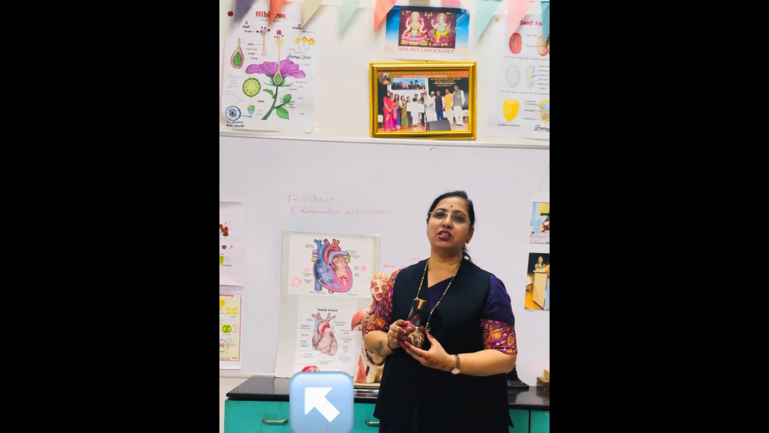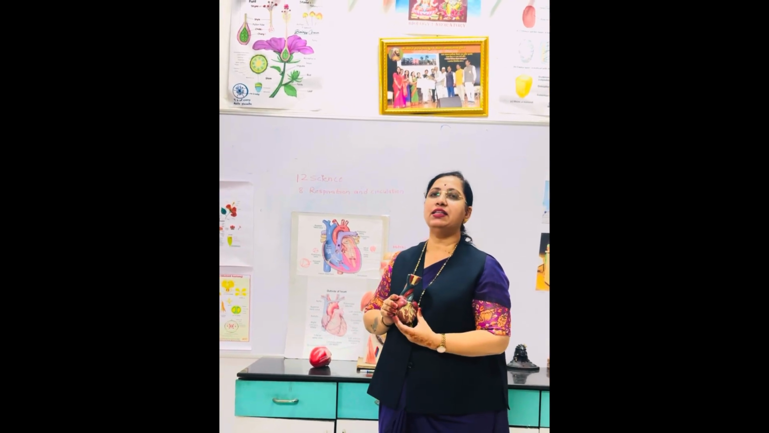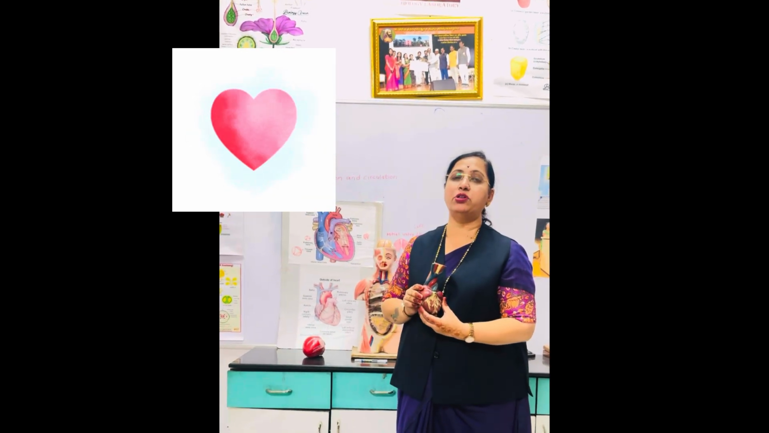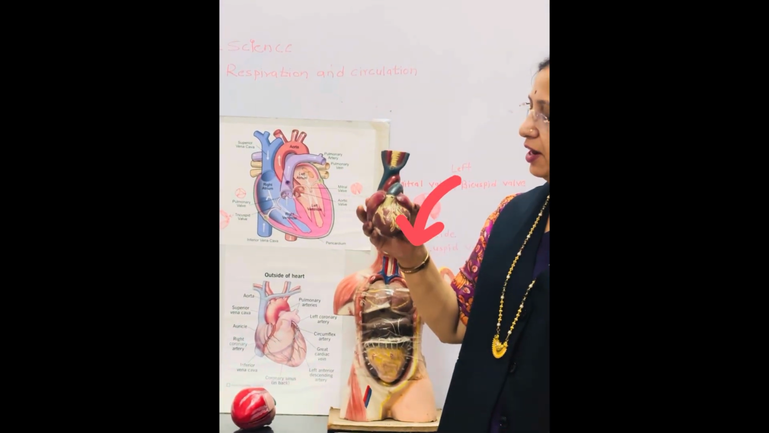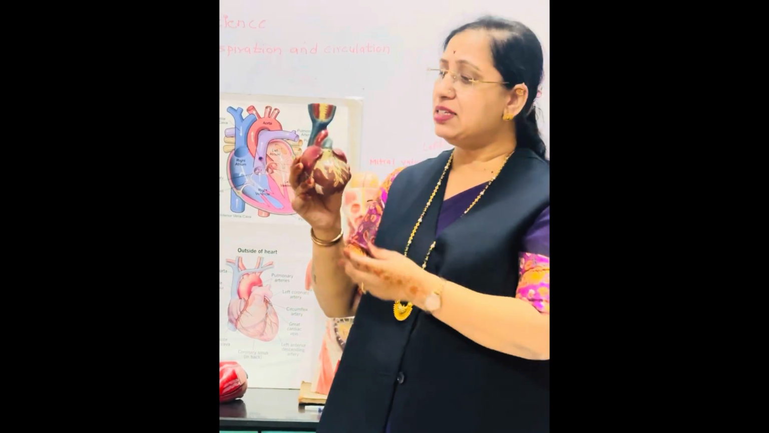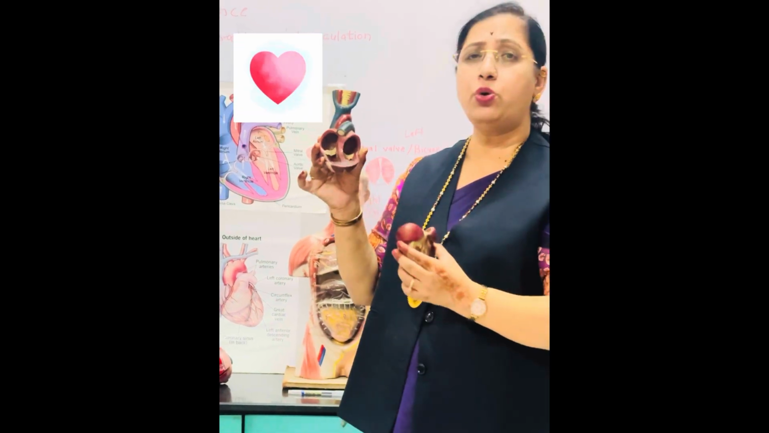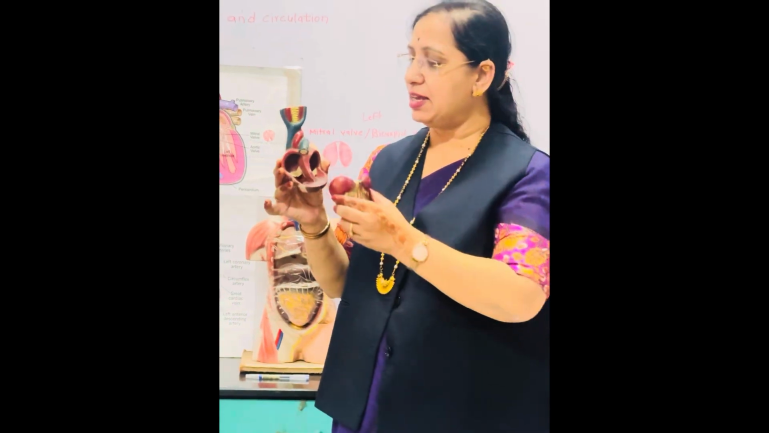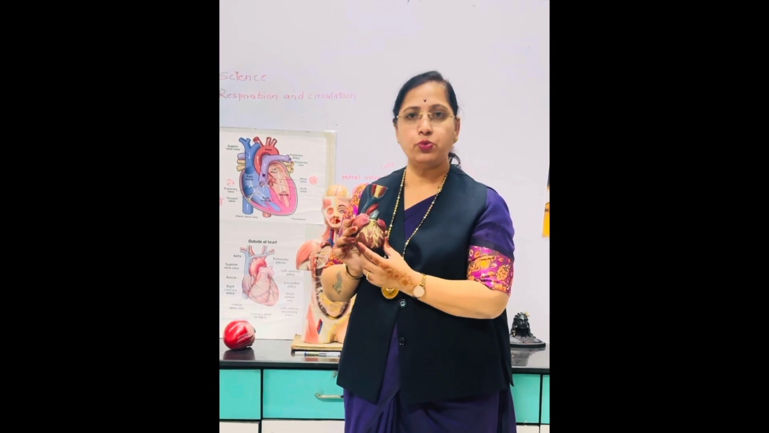Today we are going to learn the 12th science biology chapter, respiration and circulation, and in that we are going to learn about the human heart. Note that this is a model of human heart, and the human heart is the main pumping organ of the body, and it is slightly reddish brown in color. Look that this heart is totally hollow from inside, and it weighs differently in male and female. In male it is about 300 gram, while in female it is about 250 gram.